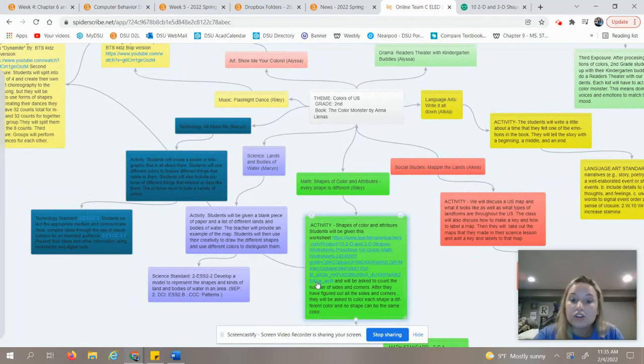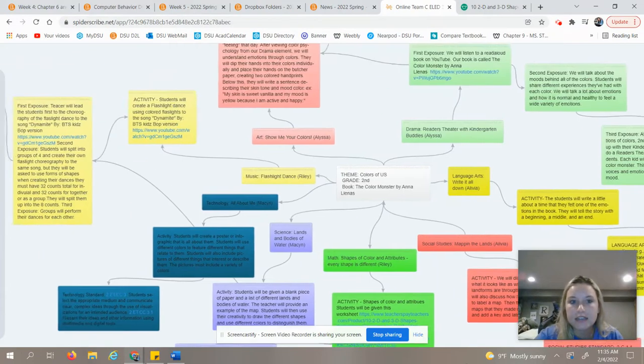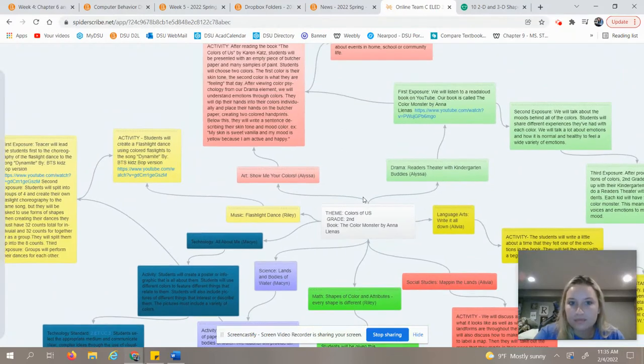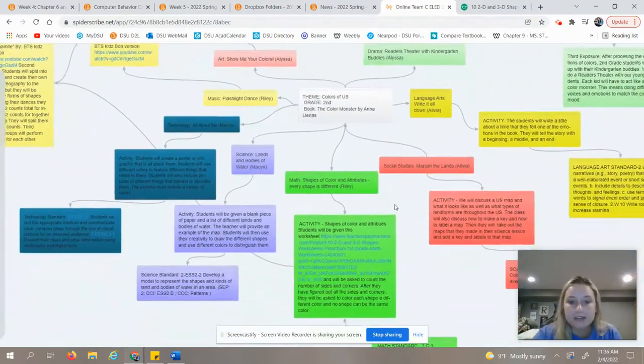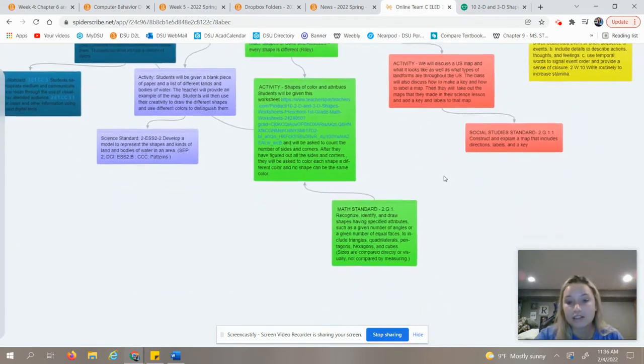This activity also ties in with our books, both of them, The Color Monster and the other book that we have, Colors of Us. It ties in because I'm showing them, by having them color each shape a different color, that every shape is different. And they will see that each shape is not going to have all the same sides and all the same corners. That is something that is implemented because they are all different.